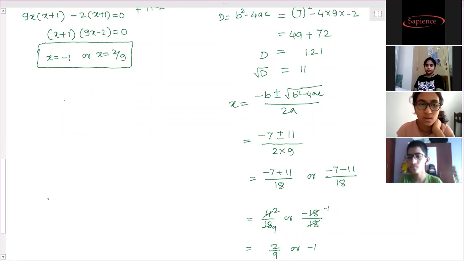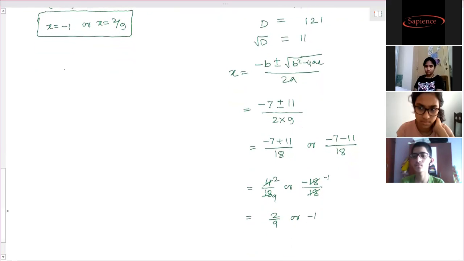Ma'am, which method should be used when questions are given? If you are able to solve by middle term splitting, you can. Otherwise, quadratic formula. They won't ask you any specific method. They will not specify any method in the question.